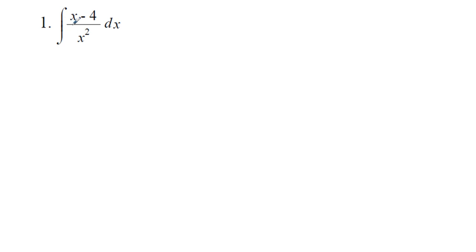We have the integral of x minus 4 over x squared. The way to do this is this x squared serves as a common denominator to both the terms on top. So my preferred way is to simply split these terms on the top. We get the integral of x over x squared dx, minus the integral of 4 over x squared dx. Continuing to simplify, the integral of x over x squared simplifies to the integral of 1 over x dx.